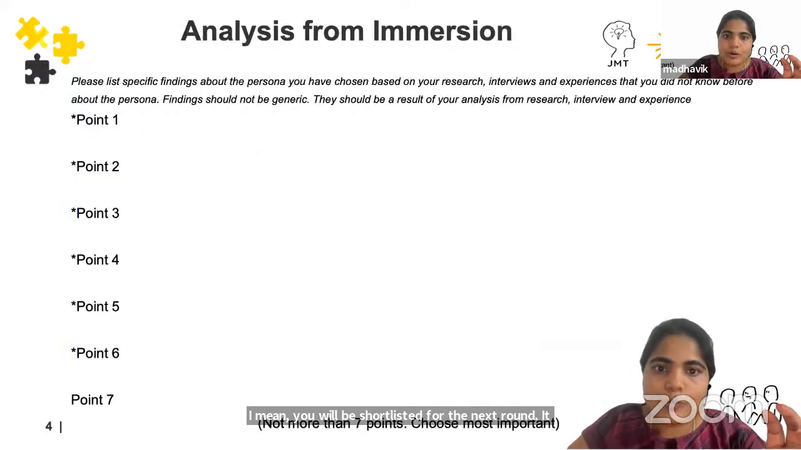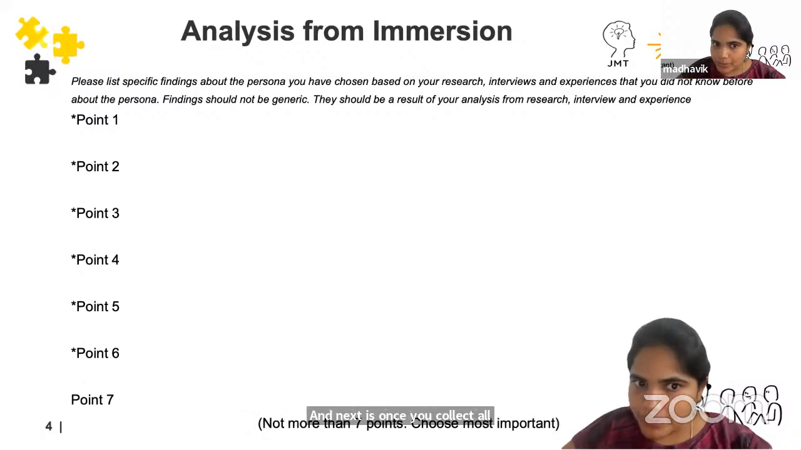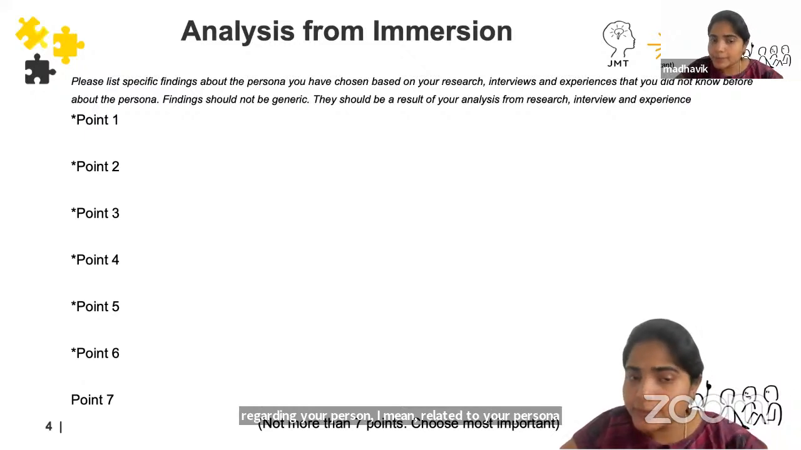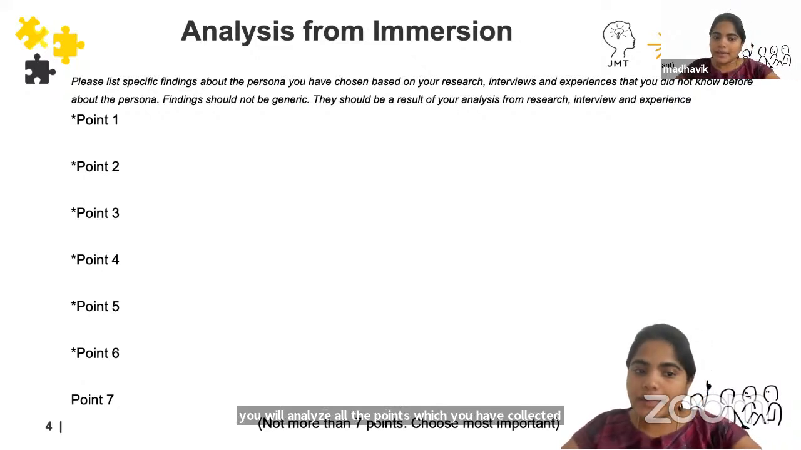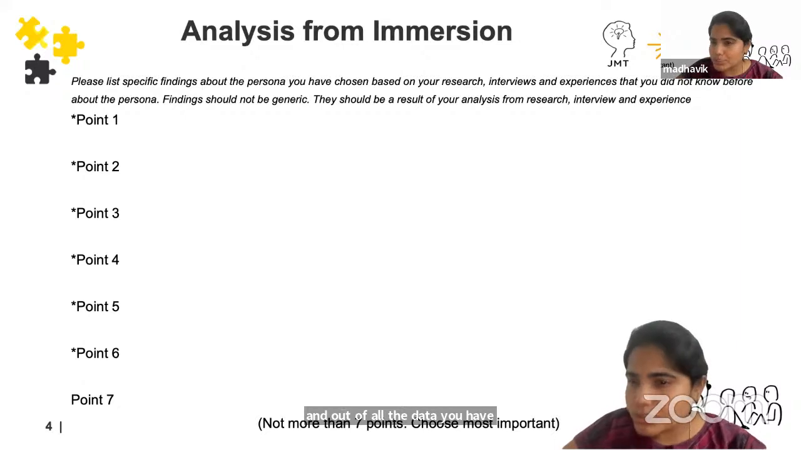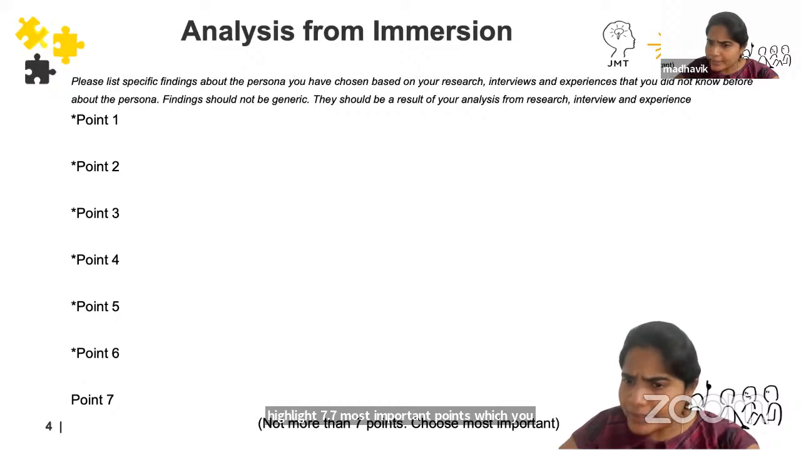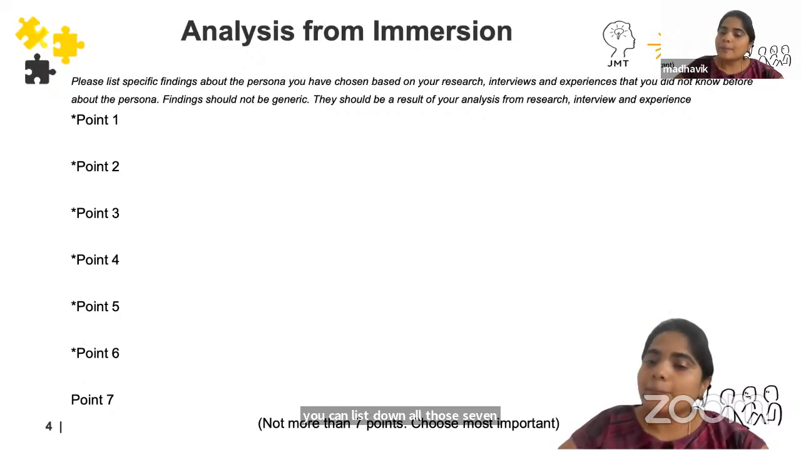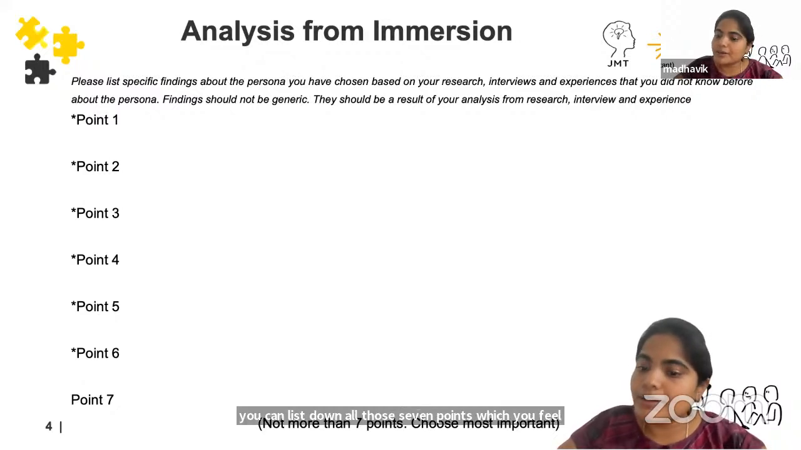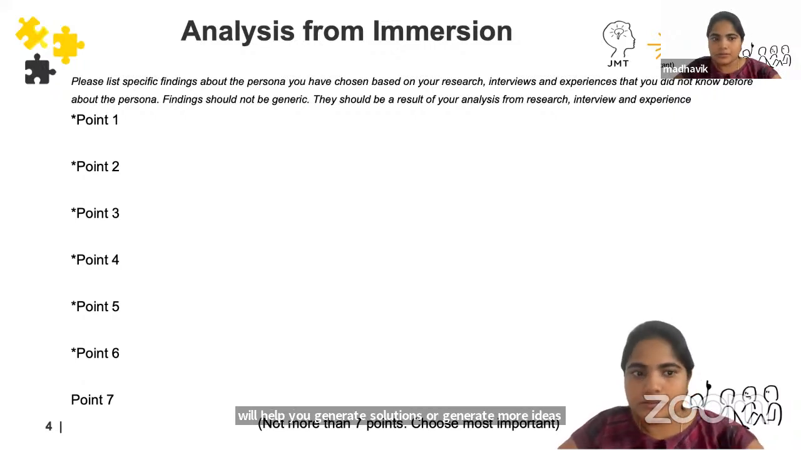And next is, once you collect all the information related to your persona, you will analyze all the points which you have collected. And out of all the data you have gathered, you can highlight 7 most important points which you feel are important. You can list down all those 7 points which you feel will help you generate solutions or generate more ideas. You have to list down all those 7 points.